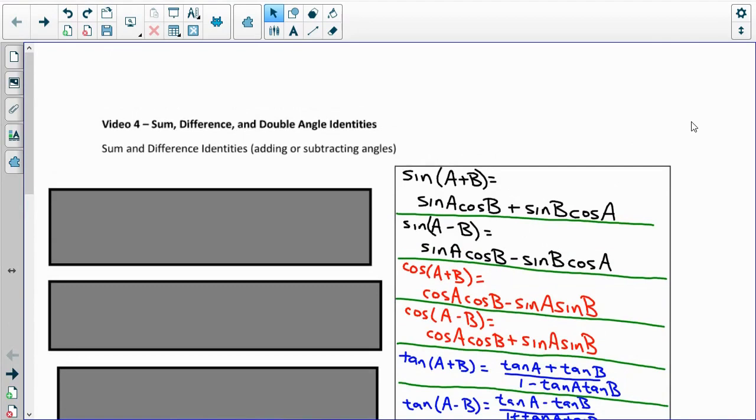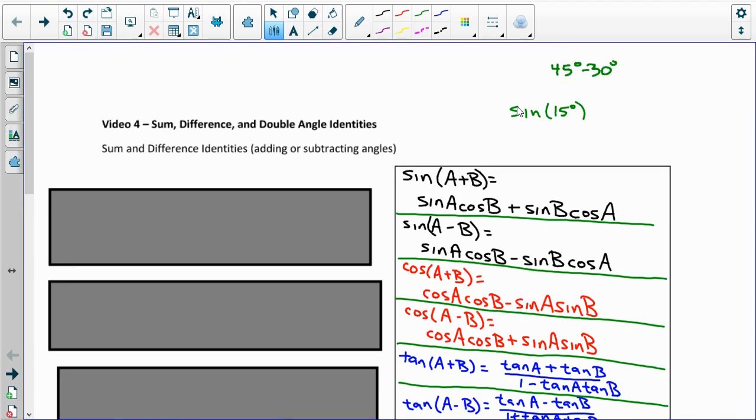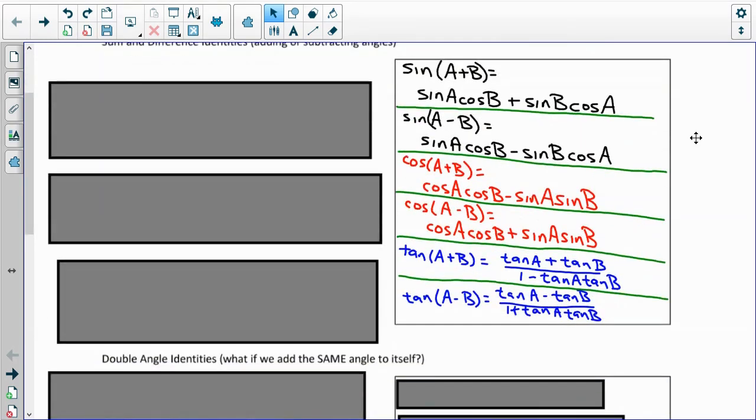A primary way that we might be able to see this would be in something like the sine of 15 degrees. Now, we don't know what the sine of 15 degrees is, but we do know that 15 degrees is 45 degrees minus 30 degrees. And so this would be a really optimal way to do that because since we know the sine and cosine of 45 and 30, then we can actually figure out the sine of 15 degrees as a result of that. So that's just one example of where we would use these things.